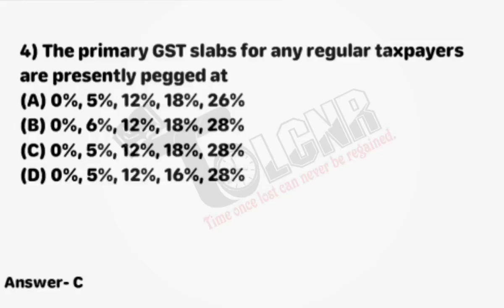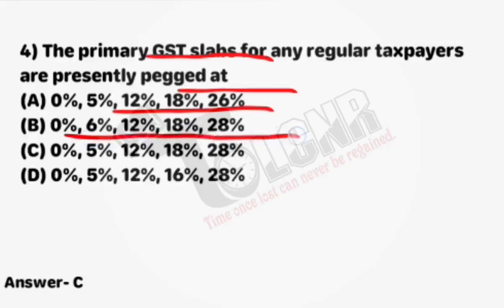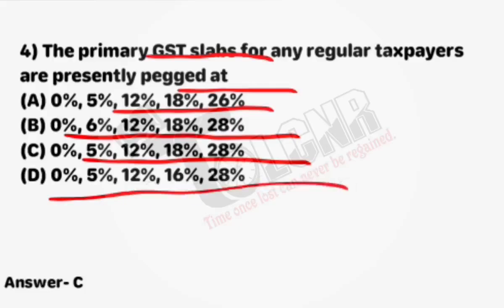Next question is the primary GST slab for any regular taxpayers are presently pegged at. First option 0%, 5%, 12%, 18%, 26%. B option is 0%, 6%, 12%, 18%, 28%. C option is 0%, 5%, 12%, 18%, 28%. D option is 0%, 5%, 12%, 16%, 28%.